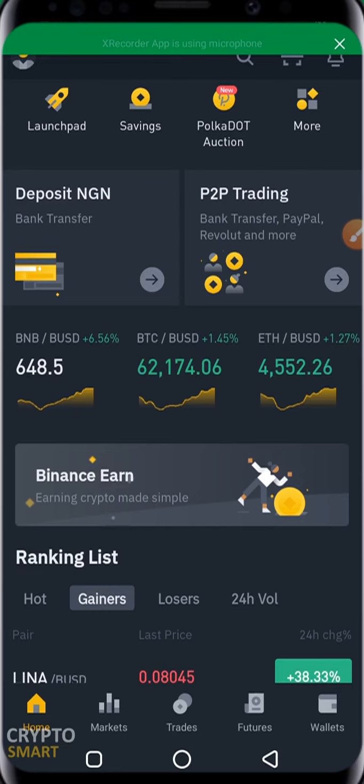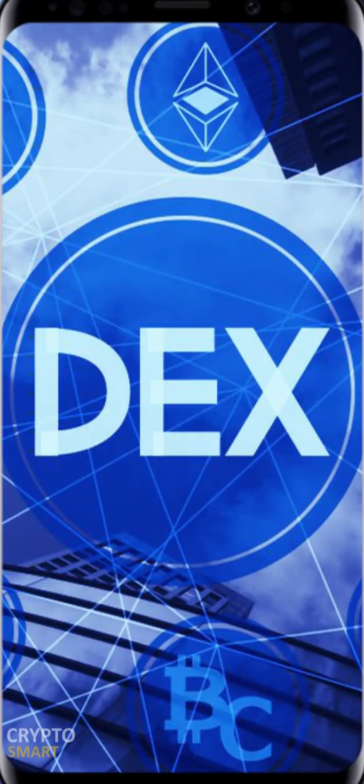The Englishman will say that. Hope you understand what I'm saying. So that is that about centralized exchange. So we go ahead to look at what a decentralized exchange is all about.